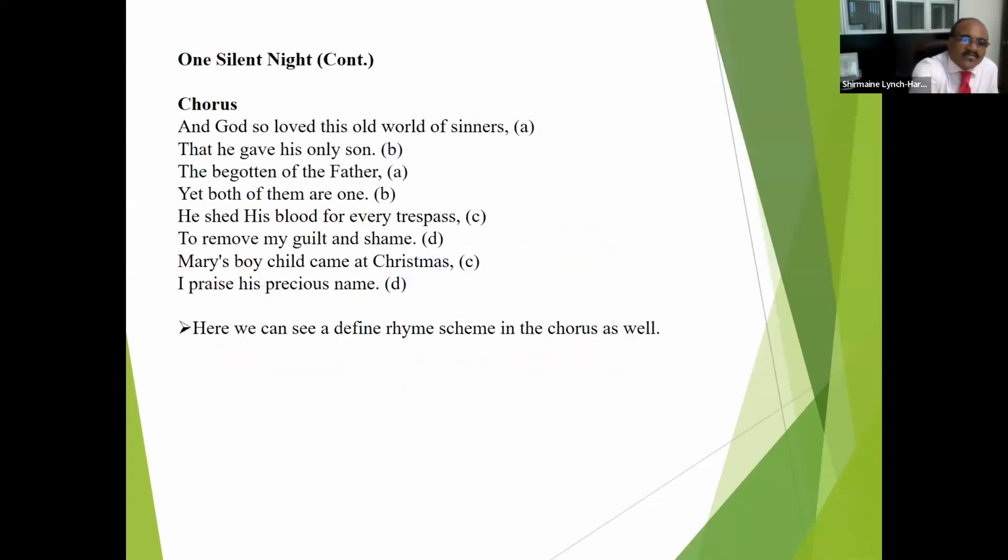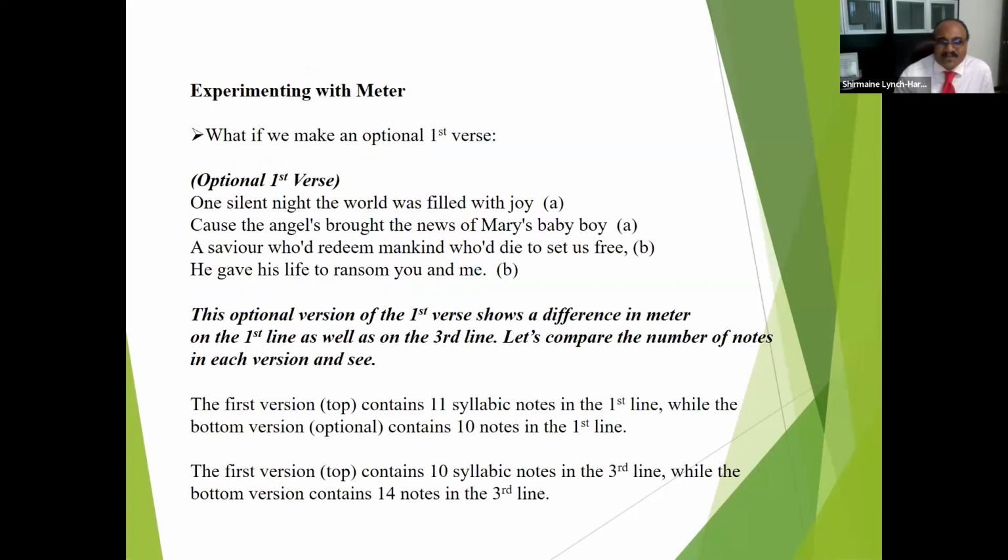That's 1, 2, 3, 4, 5, 6, 7, 8 lines. And it has a more complicated rhyme scheme. You've got A, B, A, B, C, D, C, D. Look at that. It's not A-A-B-B anymore like the verses. The rhyme pattern changes because, number one, there are more lines, and number two, this builds the chorus of the song. Here we can see a defined rhyme scheme in the chorus as well as the verses.